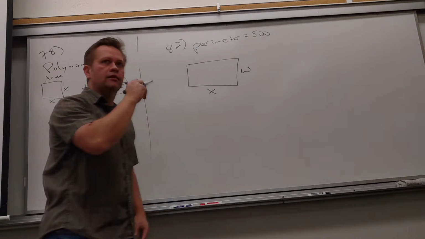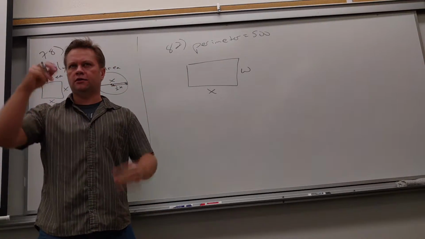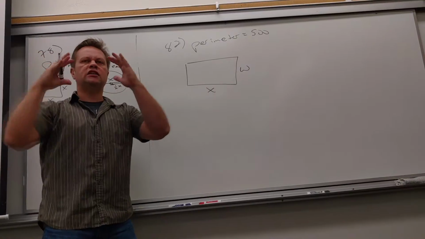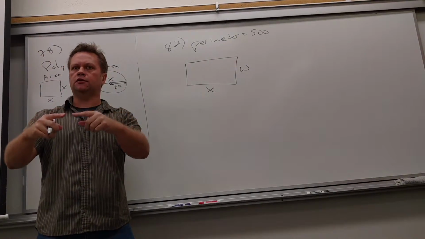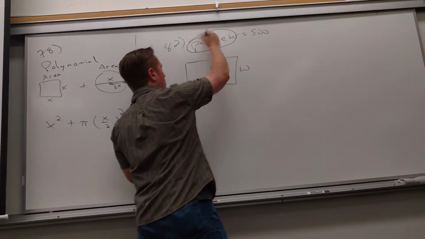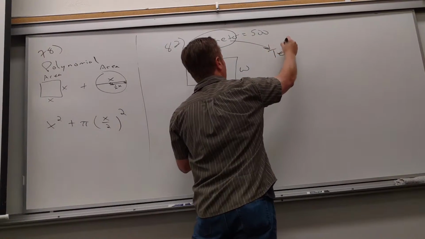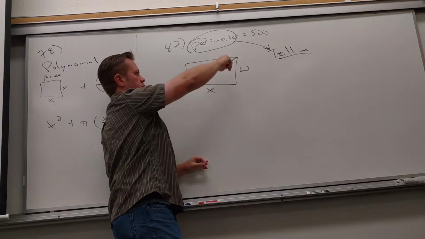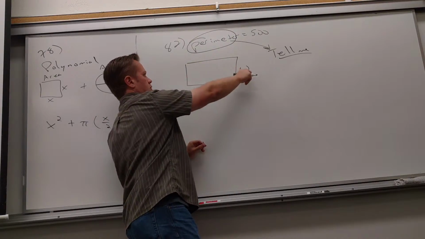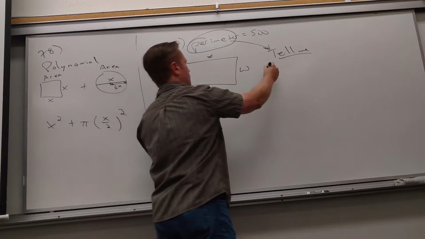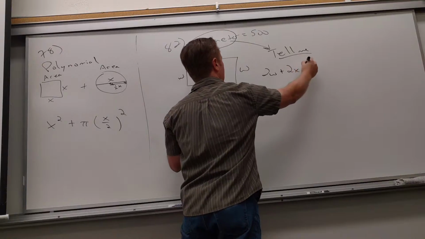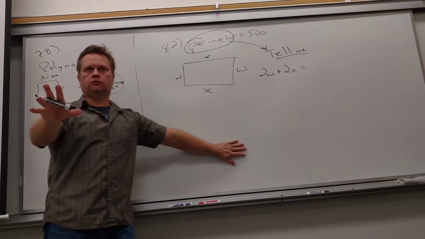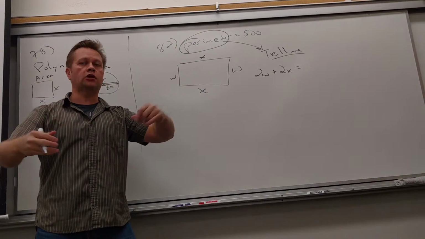Now watch this. This is interesting. This happens in higher level math too. They tell you something, and then they ask you something. They told me this. Well, what's the formula for that? What's the formula for what they tell me? Perimeter. Yeah, 2W and 2 X's have to make what? 500. All right.